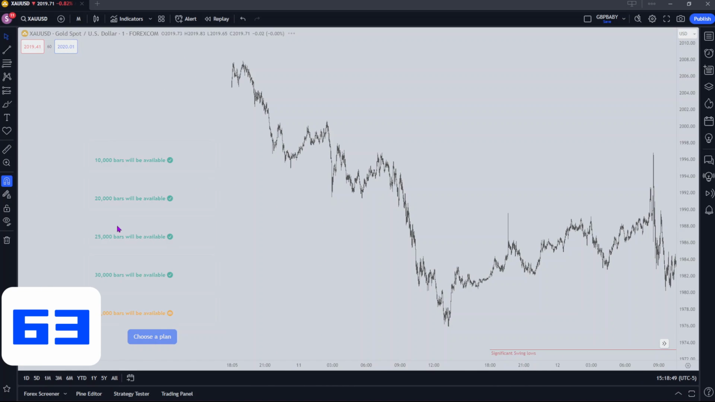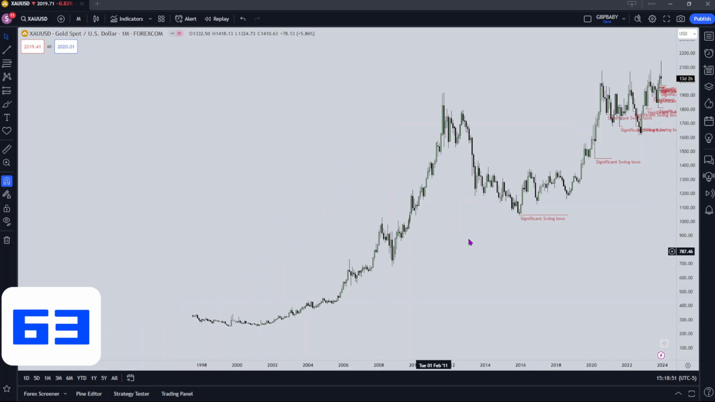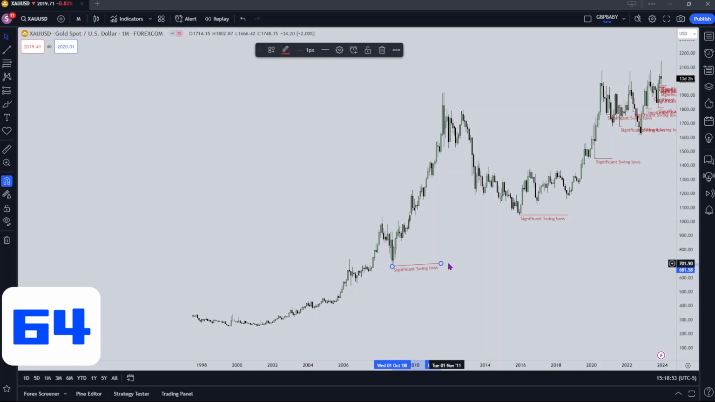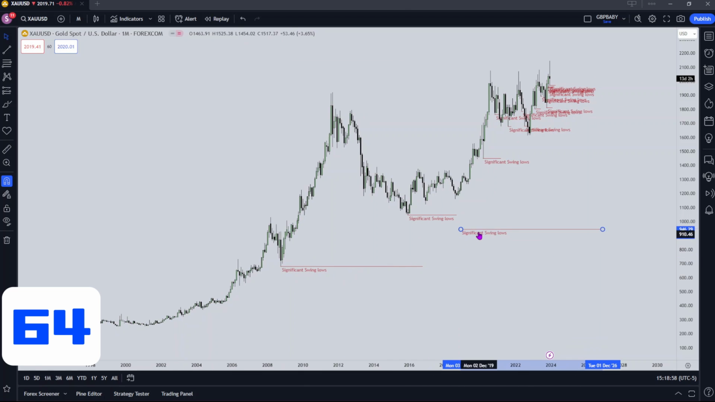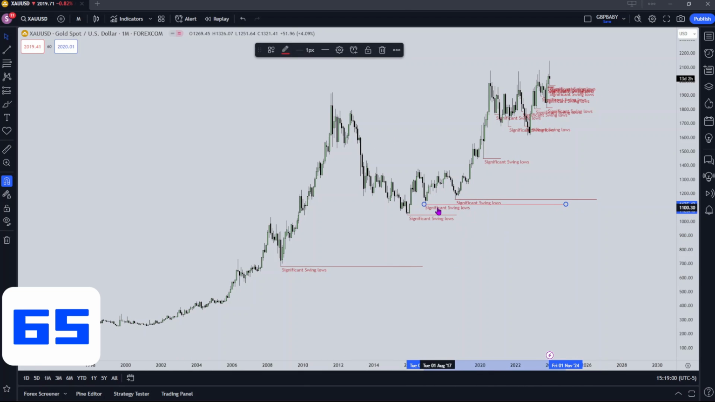Let's go to the week. Let's go to the monthly. Why not? Significant swing low. Significant swing low. Significant swing low.